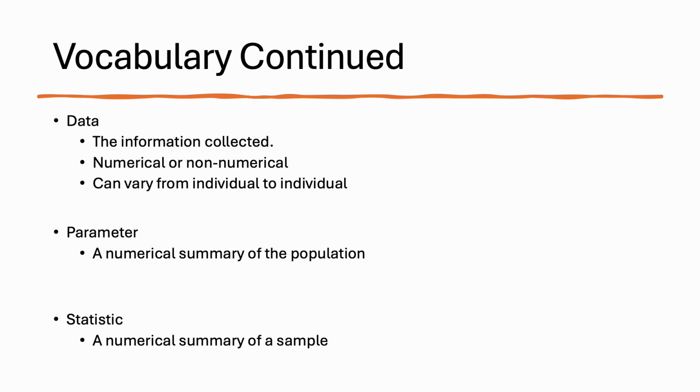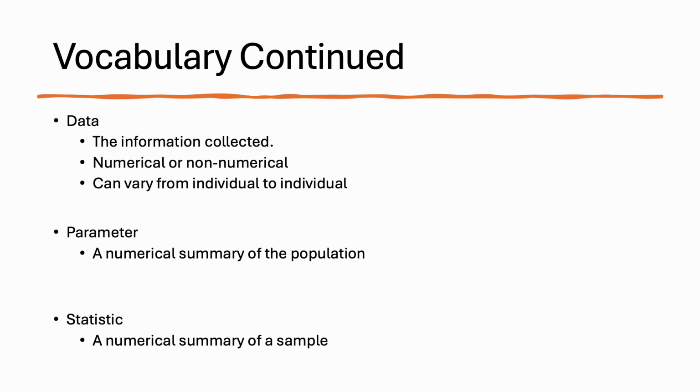Or it could be non-numerical. So that would be a question like, what is the color of your car? Or what is your gender? And then data varies from individual to individual. That is the whole reason of collecting data and looking at it, is that it's different for every single person.